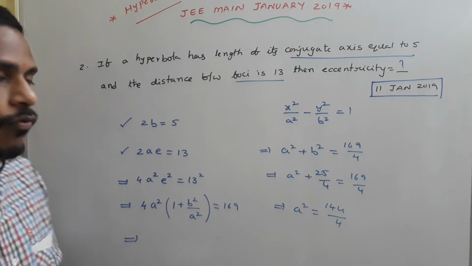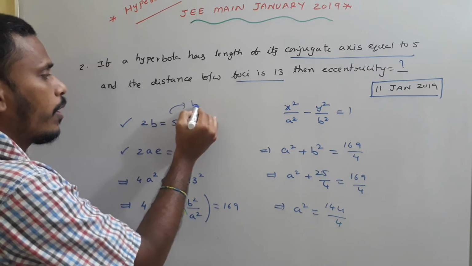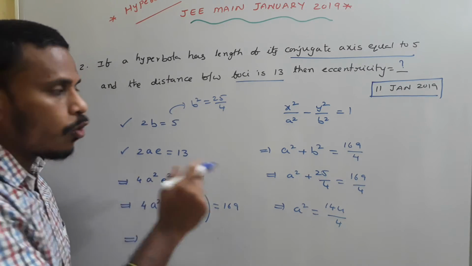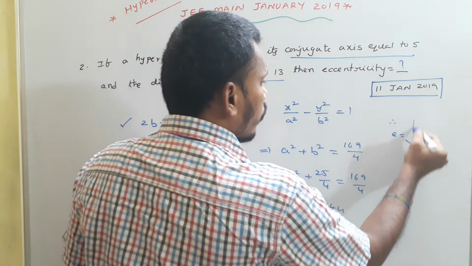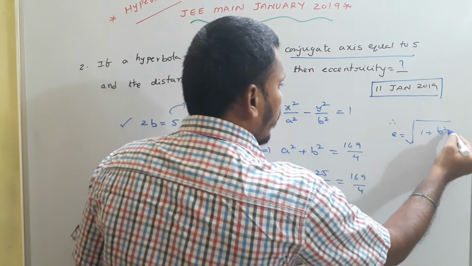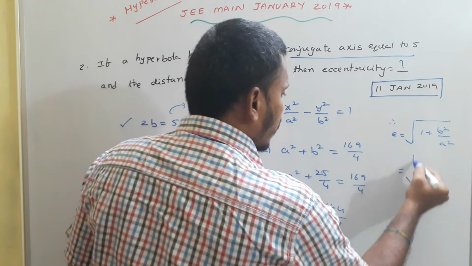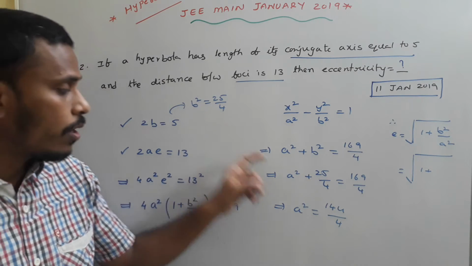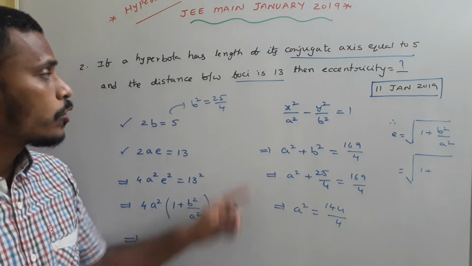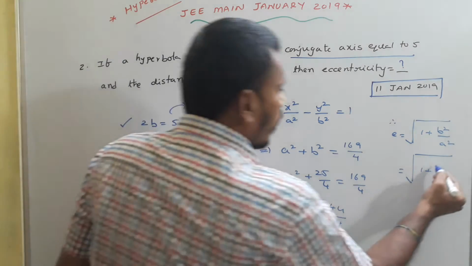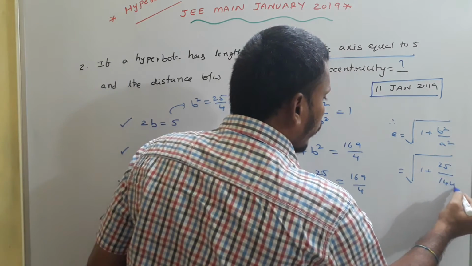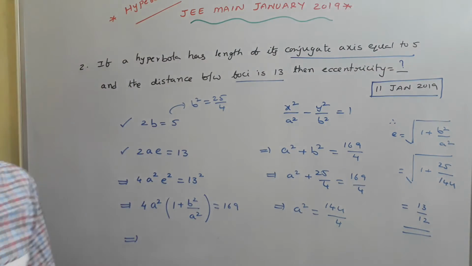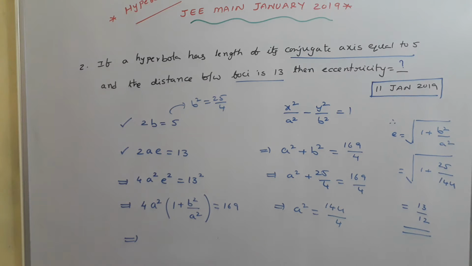a² is 144 by 4, and from this we have b² as 25 by 4. Basically the eccentricity formula is root of 1 plus b²/a², that is equal to root of 1 plus, b² is 25 by 4 and a² is 144 by 4, so b²/a² means 25 divided by 144, and when you simplify you will get your answer as 13 by 12. That is the eccentricity. Okay, have a look.